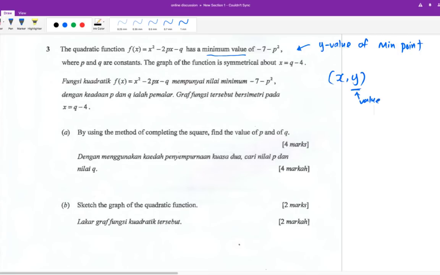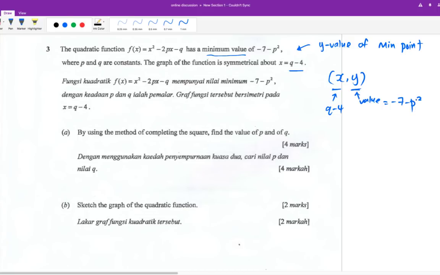Where p and q are constants, the graph function is symmetric at x equals q minus 4. So when it's symmetric at x equals q minus 4, you should know this basically is your x answer here, which is q minus 4. And then your y over here should be -7 minus p squared. So you will need to understand the question in order to get the answer correctly.